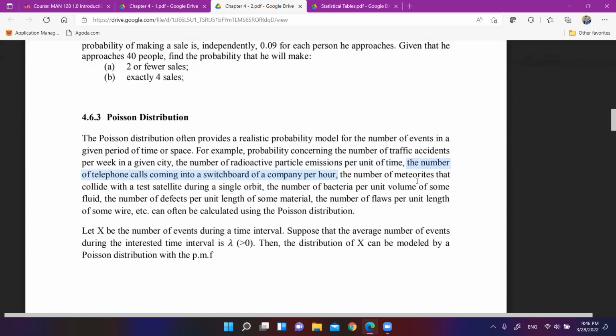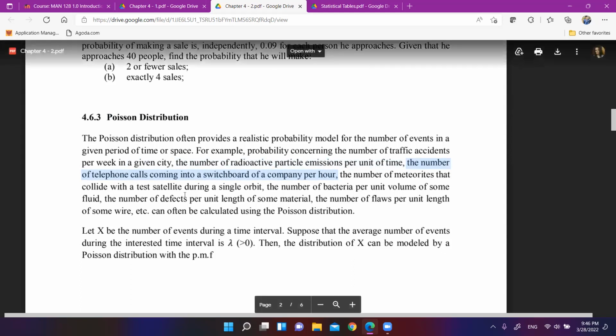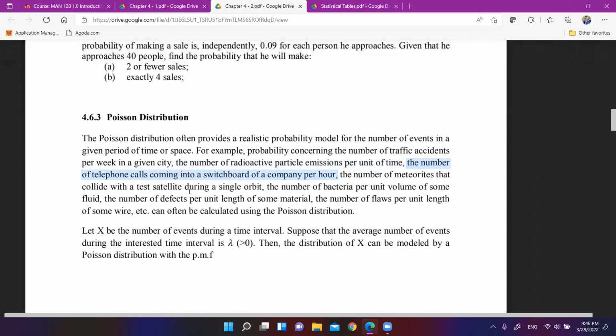The number of meteorites that collide with a test satellite during a single orbit.